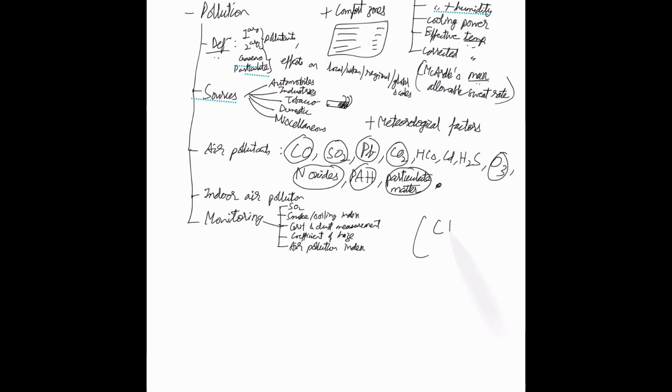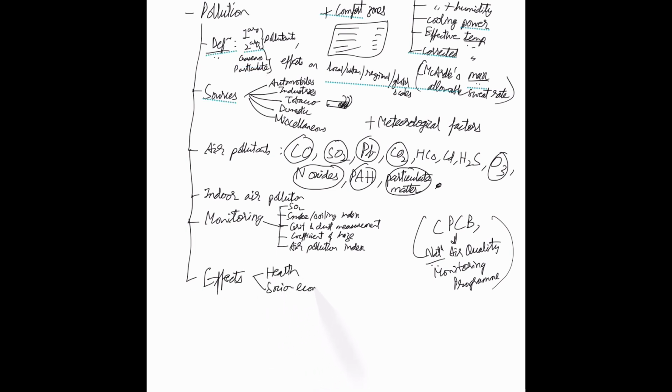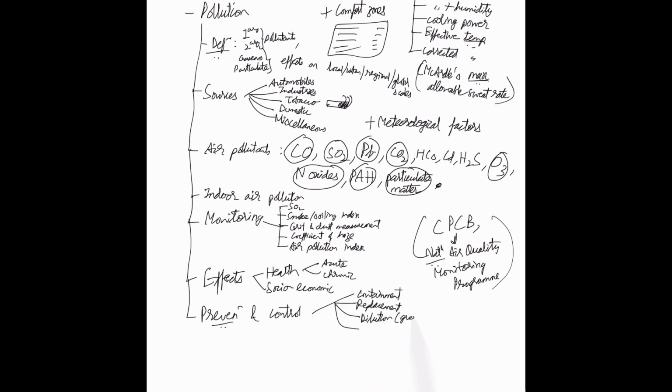Before the effects on health, we also learn what is CPCB, the Central Pollution Control Board, which works with the National Air Quality Monitoring Program. Now coming to the effects of air pollution on health and socio-economic aspects of society. Health can have acute and chronic effects. And for prevention and control, we have measures like containment, replacement, dilution, legislative measures, and international action.